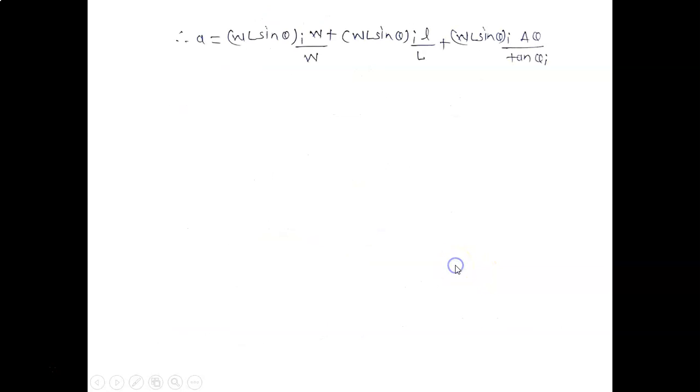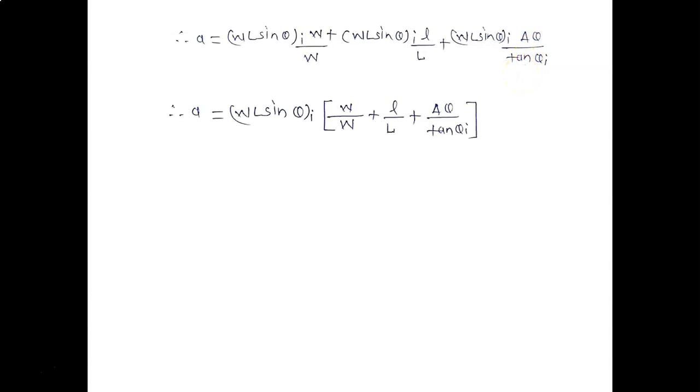Therefore, what we will do is obtain this equation in terms of Ai. That's why we will divide each term by Ai, which is equal to wl sin theta. Therefore, small a is equal to wl sin theta at the point I into small w upon capital W, plus wl sin theta at the point I into small l divided by capital L, plus wl sin theta into delta theta upon tan of theta I.